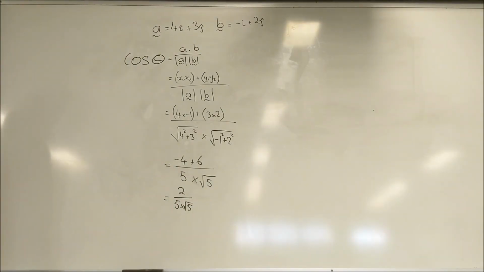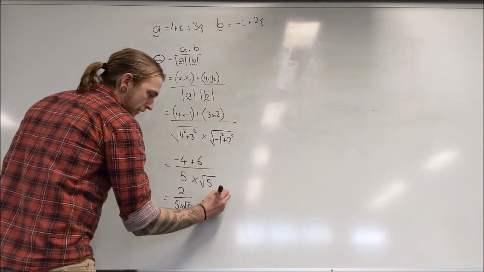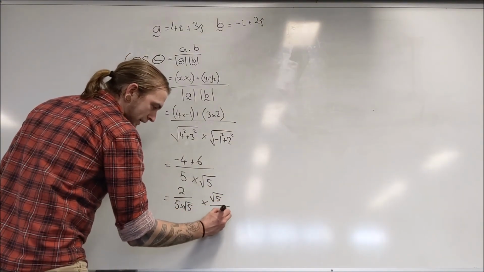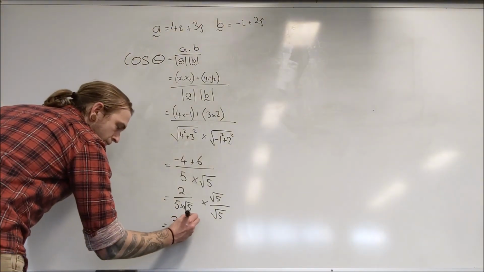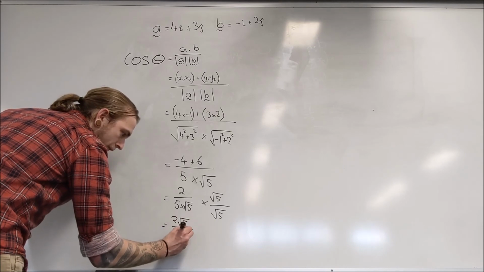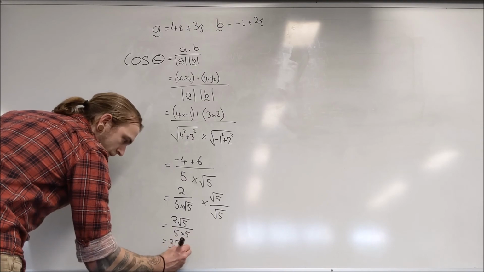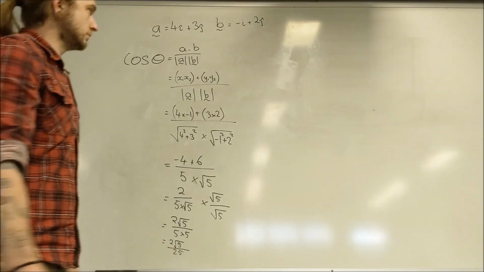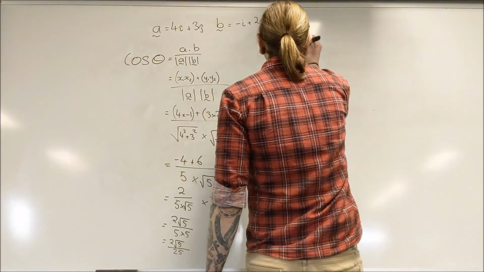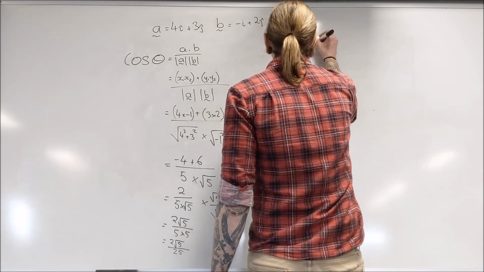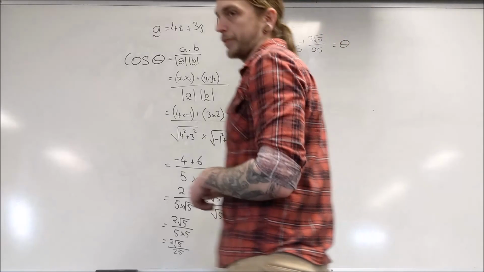But what don't we like? Surds on bottoms. So let's multiply this by 1, which we write as root 5 on root 5. That gets you 2 root 5 on top of 5 times 5, gets you 2 root 5 on 25. Remember guys, we're trying to find an angle, so we're going to take the inverse cos of 2 root 5 on 25, and that's going to be our theta.